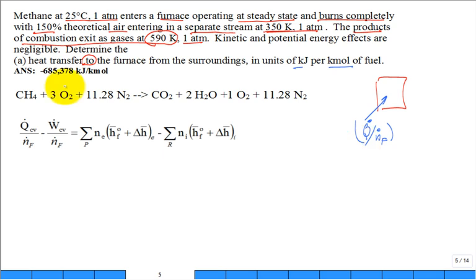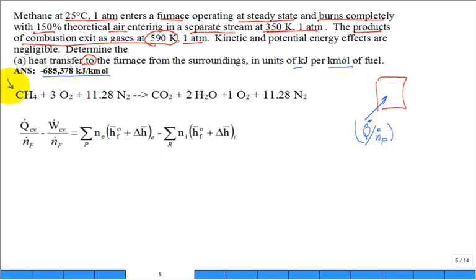Here's our answer to the problem. Negative 685,000 kilojoules per kilomole of fuel. That negative sign means that it's actually out of our reactor, or out of our furnace. Okay, how do we solve it? First step, what do we have to do?